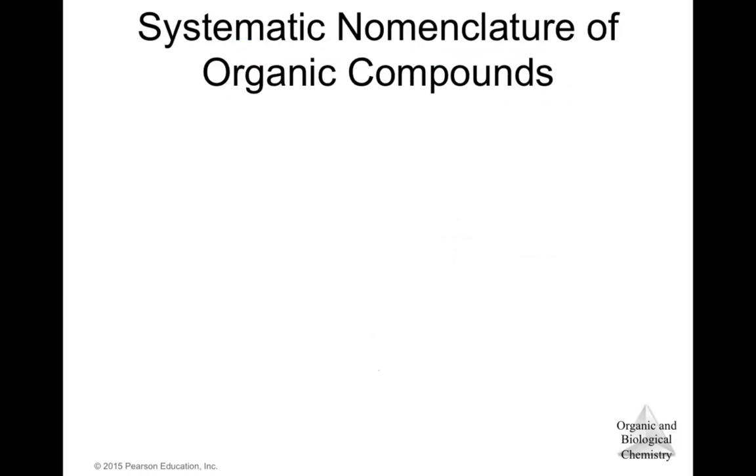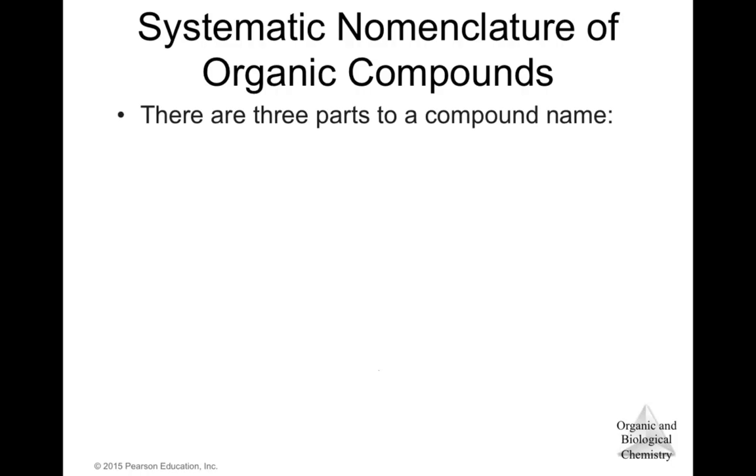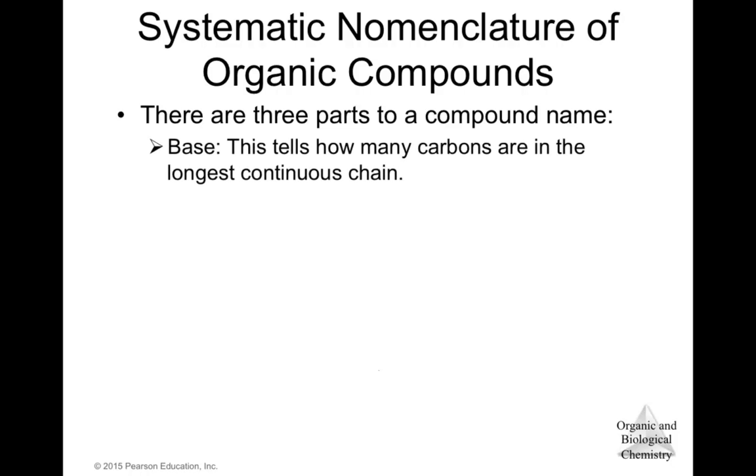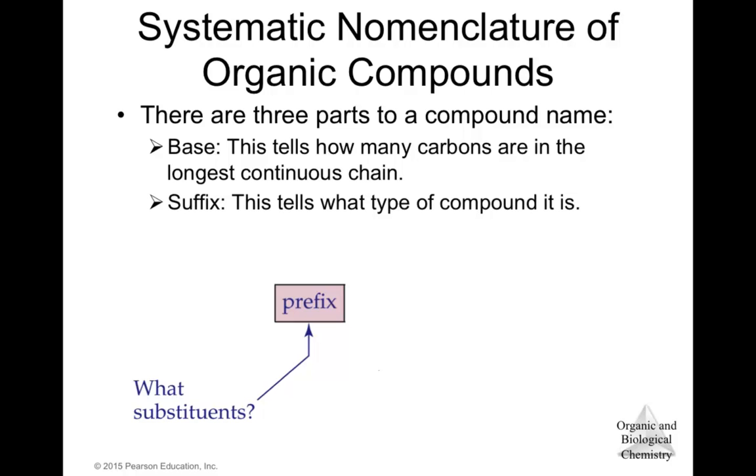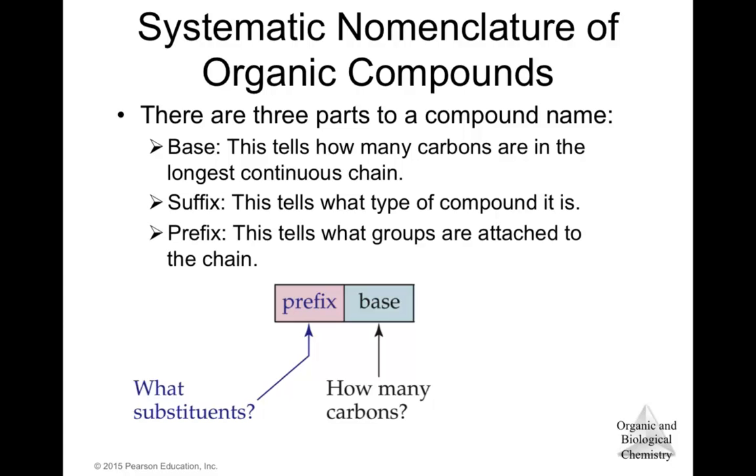So let's talk about the systematic nomenclature for organic compounds. There are 3 parts to a compound name. Number 1 is the base. The base tells how many carbons are in the longest continuous chain. The suffix tells what type of compound it is. And the prefix tells what groups are attached to the chain.